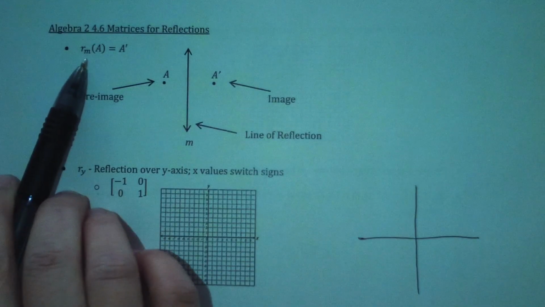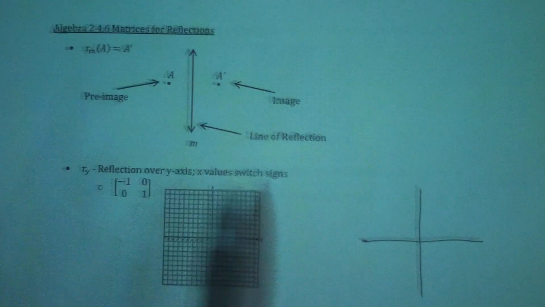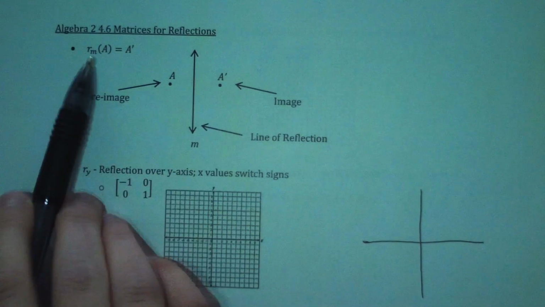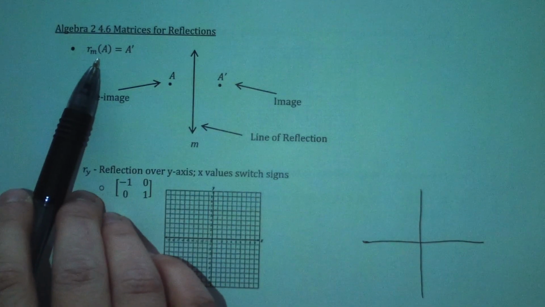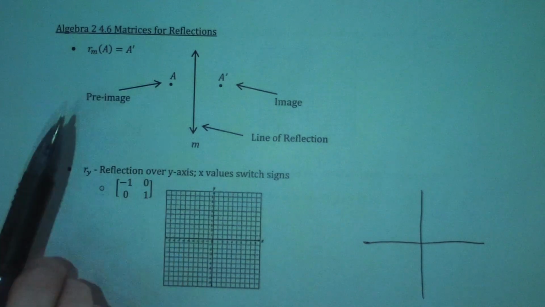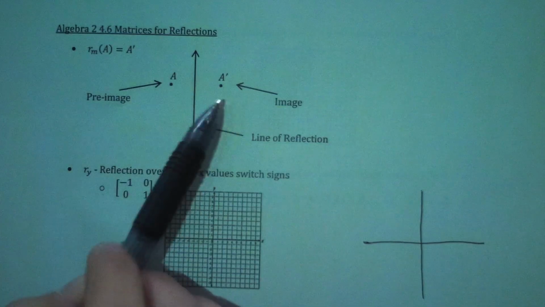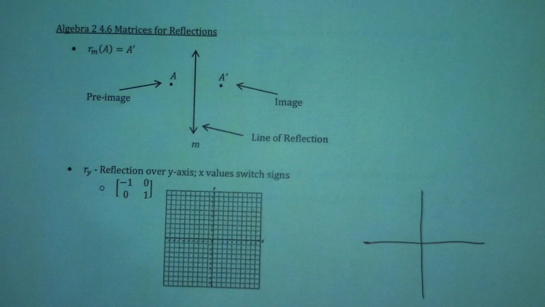So just a reminder on the reflection notation, reflection is always a lowercase r, and whatever the little sub thing is there, that's the line we're flipping over. Like in this picture, it would be line M, so that's why it's a little m there. In the parentheses is always our original point, so like A, that's called the pre-image before we do any movements, and then the A prime would be our image after we do the flip over that line.